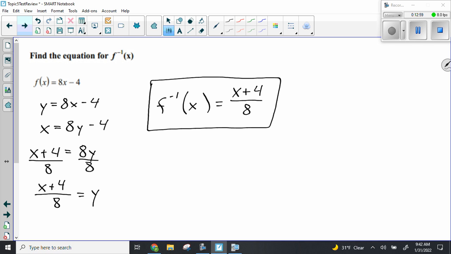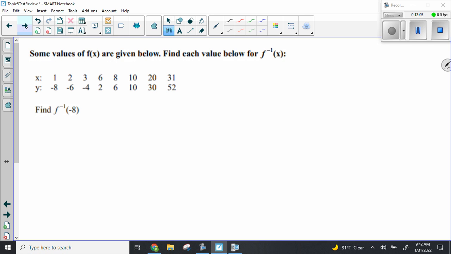We are just rolling through. Let's tackle another one. Oh, we've got some x and y values for f of x. Let's find the value f inverse of -8. So, first of all, let's write this as the inverse, right?